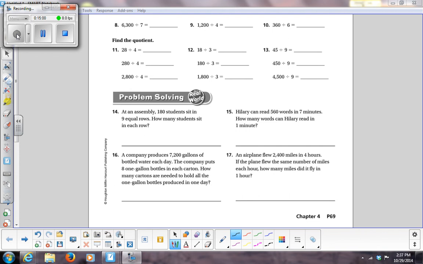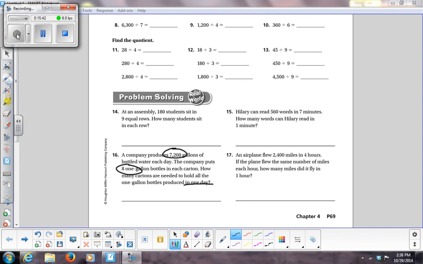Okay, I'll do number 16 with you. Jessica. It says a company produces 7,200 gallons of bottled water each day. The company puts 8 1-gallon bottles in each carton. How many cartons are needed to hold the 1-gallon bottles produced in one day?